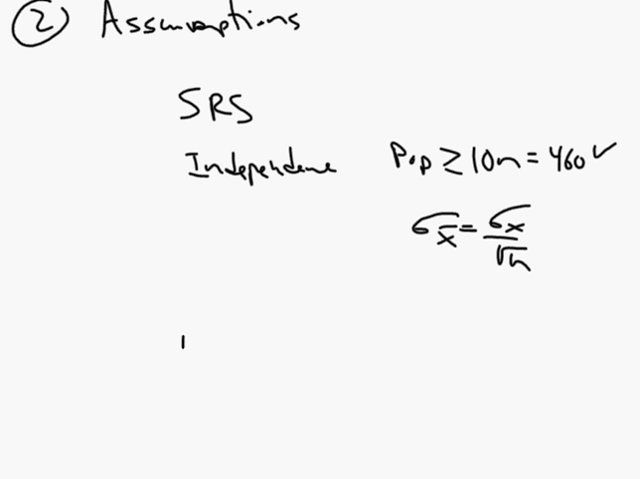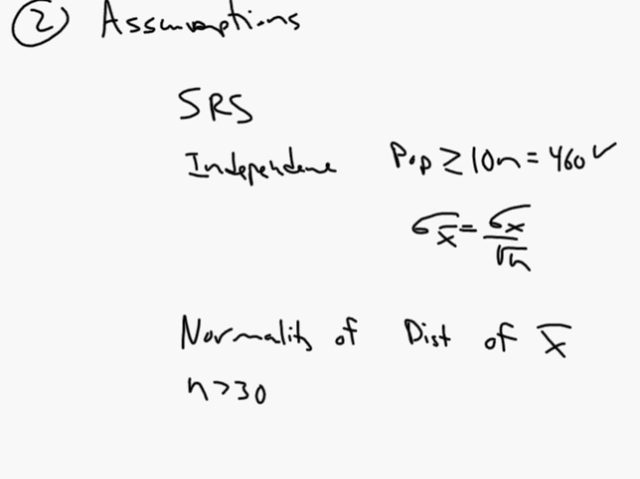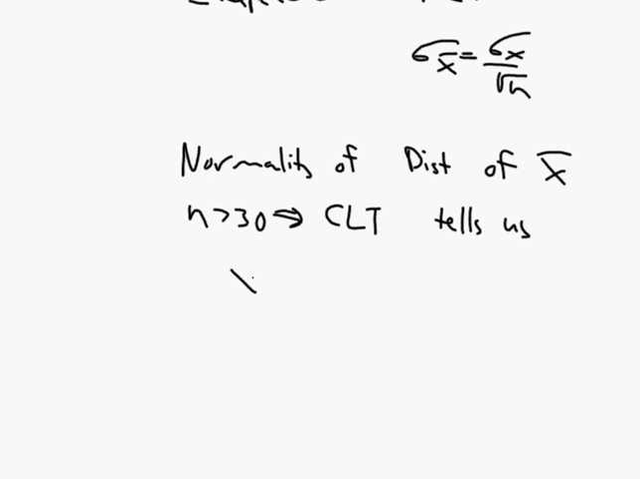And then the last thing you need to check for is the normality of the distribution of x bar. But in this case, we get it. So in this case, we kind of luck out. Since n is greater than 30, we can say the central limit theorem guarantees that x bar is approximately normal. Okay? That's good to know.